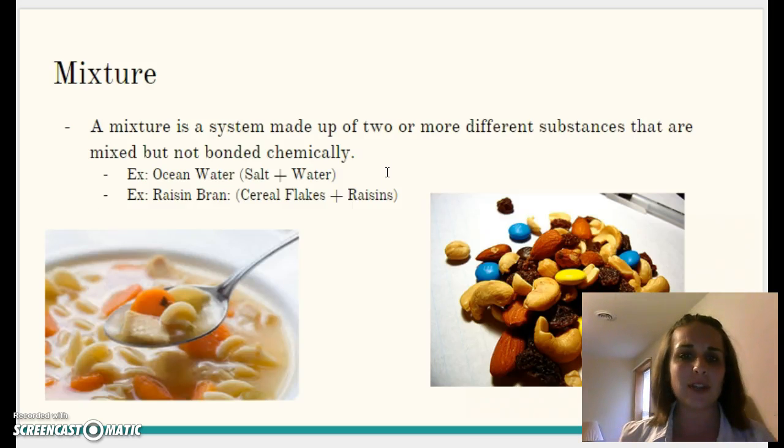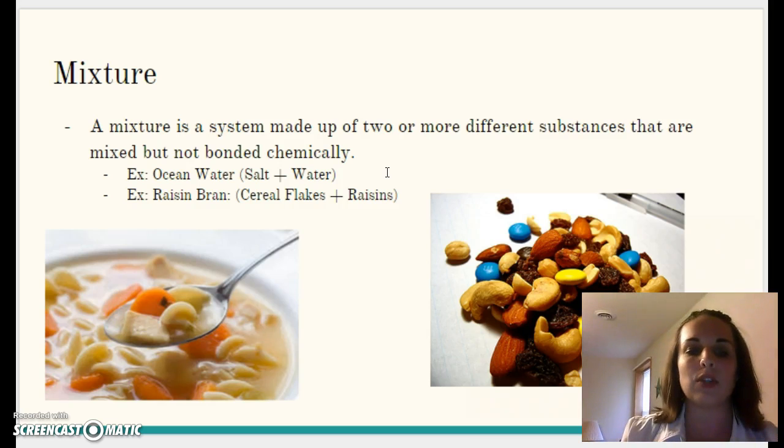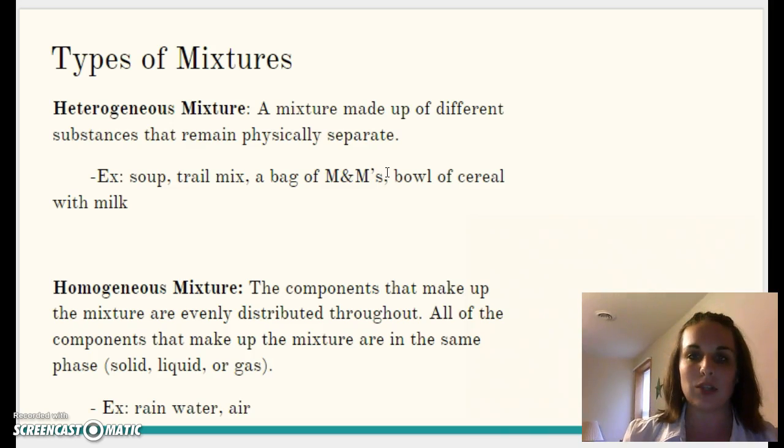Now the last one we're going to take a look at is a mixture. And a mixture is a system made up of 2 or more different substances that are mixed, but they don't bond together chemically. So we could take a look at cereal. If you like Raisin Bran, you have the raisins and you have the flakes. Those would be a mixture. If you have trail mix or chicken noodle soup, those would be examples of mixtures. And the 2 different types of mixtures that we need to look at are heterogeneous and homogeneous. So a heterogeneous mixture is a mixture made up of different substances and they remain separate. So that would be your trail mix.